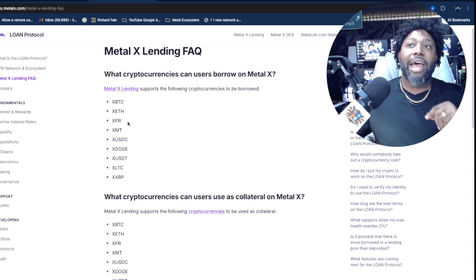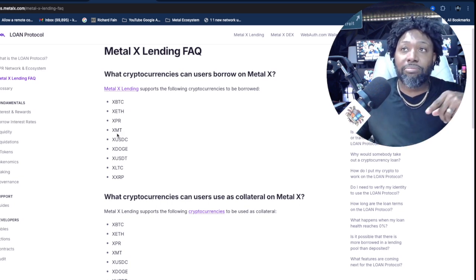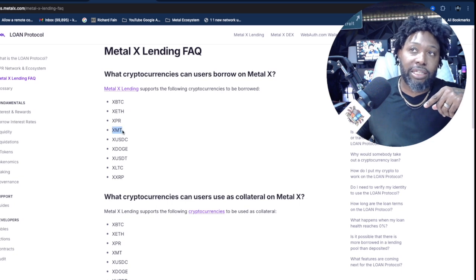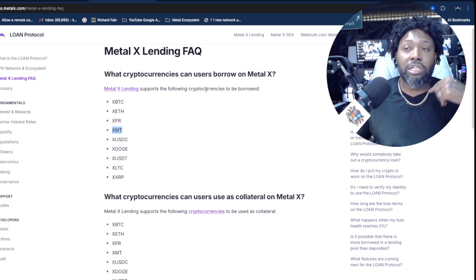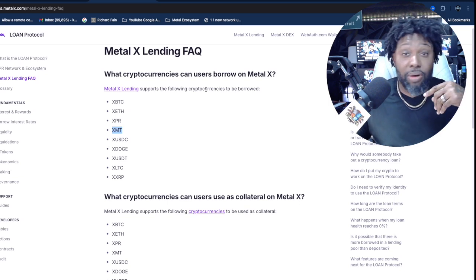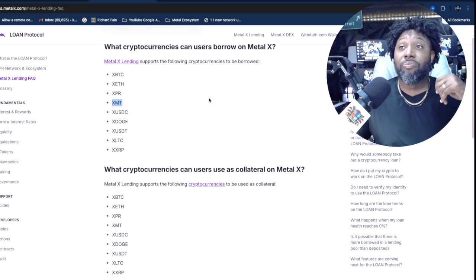So I like that. Again, XMT, this is the Metal blockchain's stable coin. XPR, of course, USDC, Doge, USDT, Litecoin, XRP. So these are the coins that you can borrow. I know there's a lot of people out there with the XRP dreams.